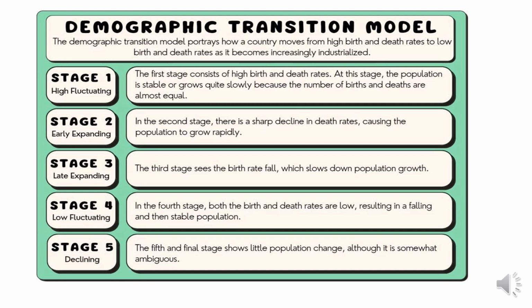And second stage, early expanding. In this, there is a sharp decline in the death rate, causing the population to grow rapidly. And third one, late expanding. In this, the birth rate falls, which slows down the population growth. Fourth one, low fluctuating or low stationary. In this, both the birth rate and the death rate are low, resulting in a falling and then stable population. Fifth stage is declining. It shows little population change, although it is somewhat ambiguous. This is about the demographic transition model.